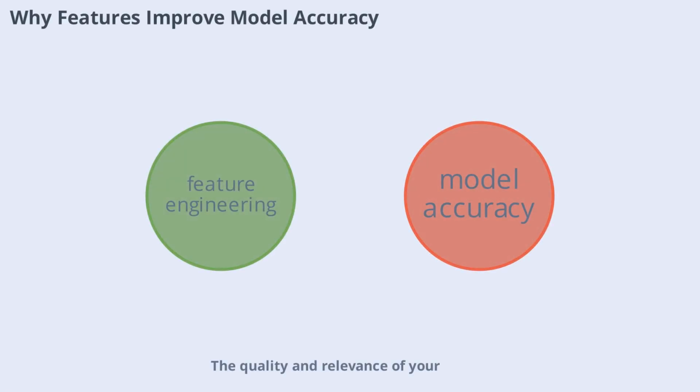The quality and relevance of your features directly impact your model's accuracy. Well-engineered features help algorithms uncover relationships within the data that might otherwise go unnoticed. By thoughtfully selecting and creating features, you provide your model with the context it needs to make better predictions. This is why feature engineering is often considered more important than the choice of algorithm itself.